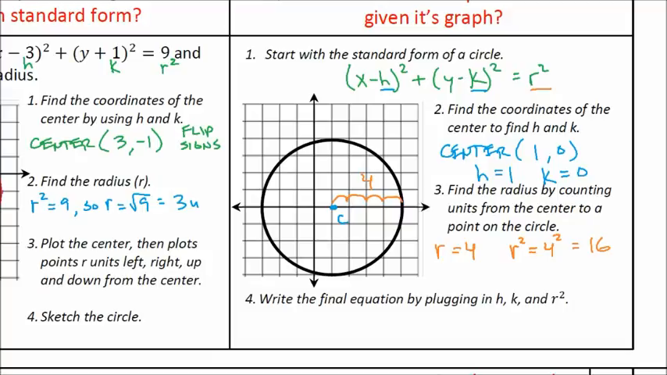So our final equation, if you write that out, is going to be x, we got an h value of 1, that's (x - 1) squared because we flipped the sign. Now our k value is 0, so we don't have to write that. It doesn't do anything to add or subtract 0 from y, so we can just write y squared. If you wrote (y - 0) squared, that's fine, but why write that? The 0 doesn't do anything. Let's just change it to y squared, and then our r squared value is 16, and there is the equation of this graphed circle.